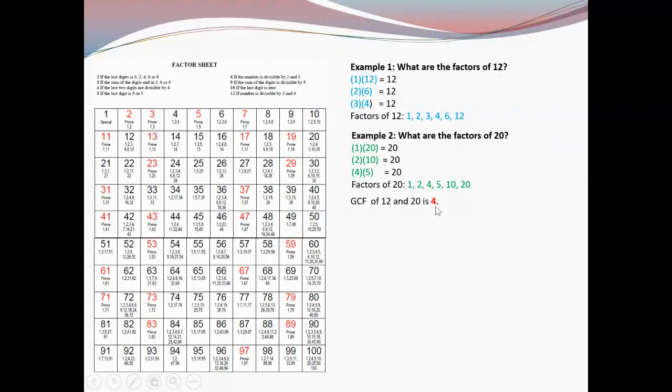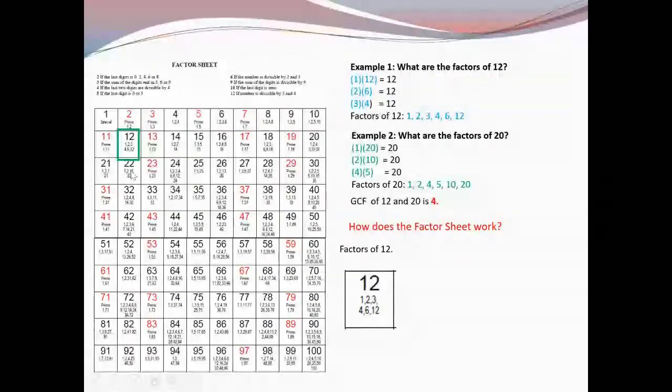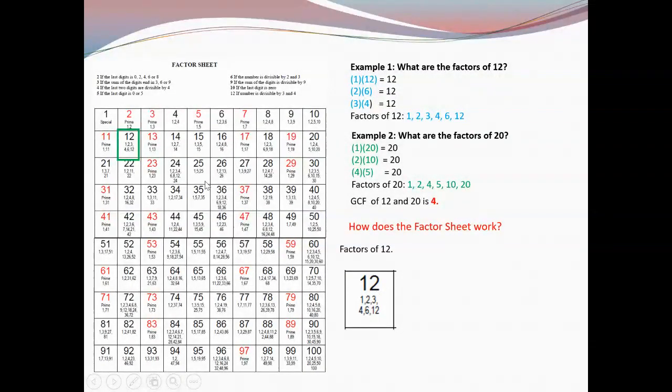What's the GCF? Remember, it was 4. Okay, now here's how we use the factor sheet. How does the factor sheet work? So the factors of 12, right? We're going to go to 12 here in the factor sheet. I'm going to make it bigger over here. These are the factors of 12, which are 1, 2, 3, 4, 6, and 12.